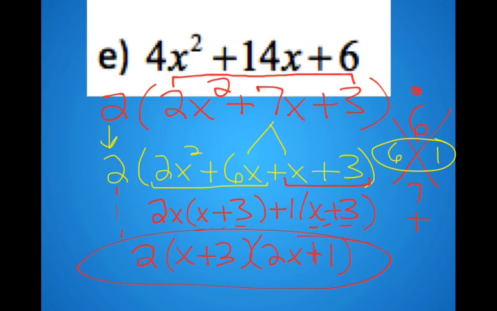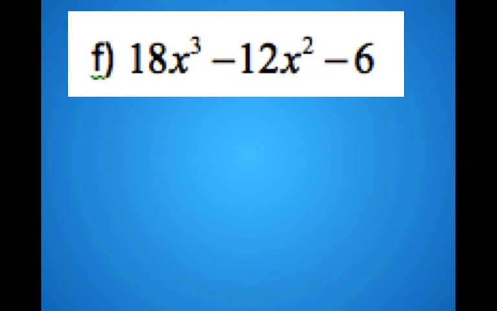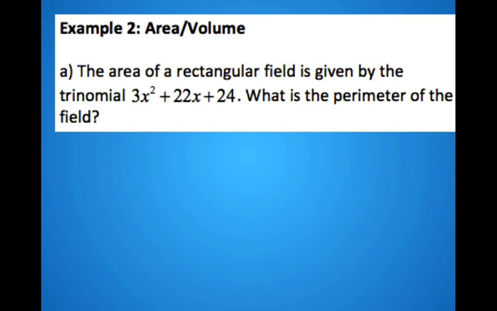So hopefully that's 8 minutes. That should give you an idea how to do the factoring trinomials, a little bit harder type.